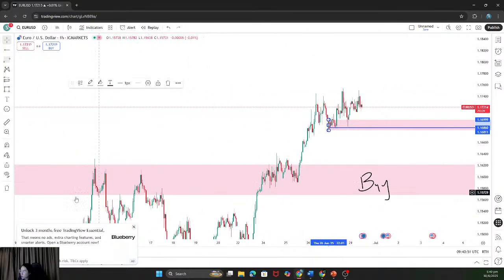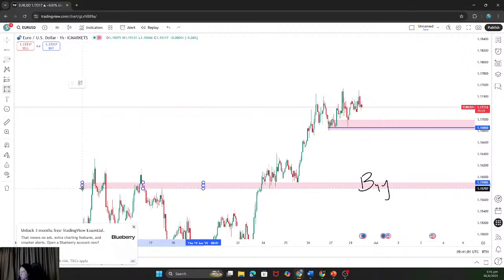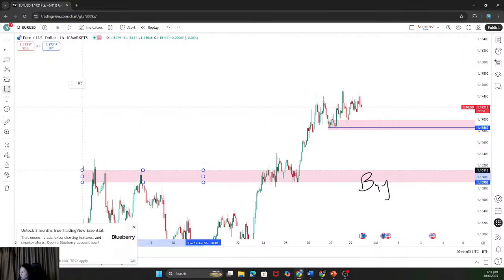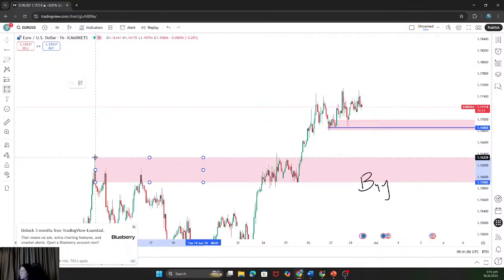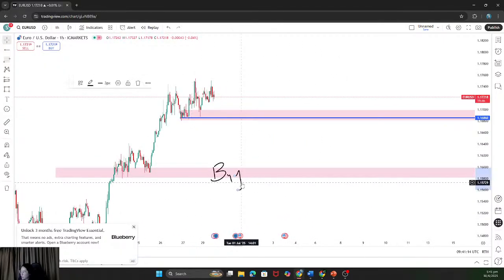Okay, two possible buy entries. Let me just narrow this one down. This is so wide. Here, it should be here, where the swing low is. Yeah, it is that wide, honestly. But more so where the swing low is. Okay. So the two buy entries.